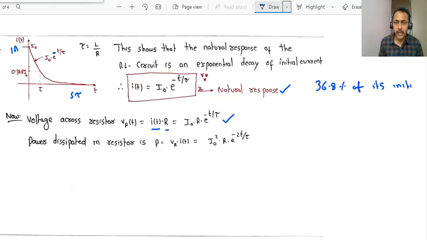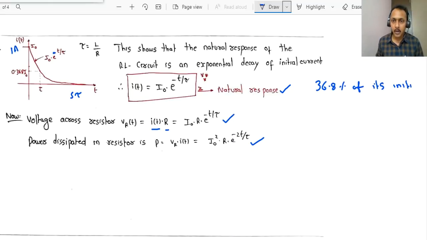The power formula is VI. Power P equals voltage across the resistor VR into I of t. But I of t equals I naught into e power minus t by tau. Therefore, the power dissipated in the resistor will be I naught square R into e power minus 2t by tau. Clear? So these three equations are very, very important with respect to the source-free RL circuit.